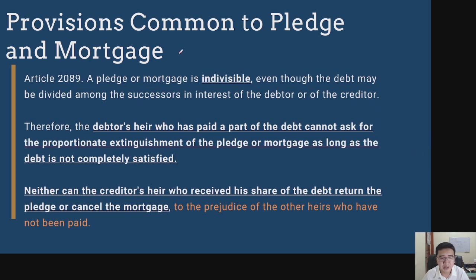Okay, no? A pledge or mortgage is indivisible, even though the debt may be divided among the successors in interest of the debtor or of the creditor. What does that mean? Meaning, a pledge or a mortgage daw is indivisible. Kapag sinabi mong indivisible, hindi mo siya pwedeng ihiwalay. Una-muna, the pledge or the mortgage, which is an accessory contract, nakadikit yan sa principal contract, dun sa obligation. Hindi mo siya pwedeng ihiwalay. Yun yung sinasabi niya na indivisible, and same time, hindi mo rin siya pwedeng hati-hatiin dun sa number of heirs or successors na meron si debtor or si creditor. Meaning, whole siya, as a whole yung pledge or yung mortgage.